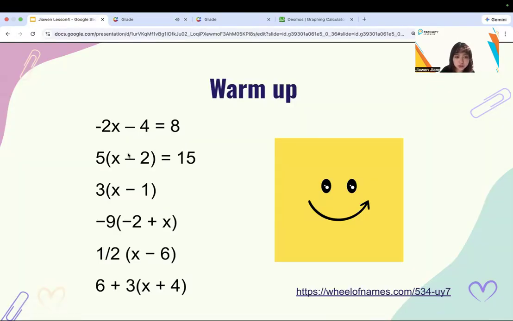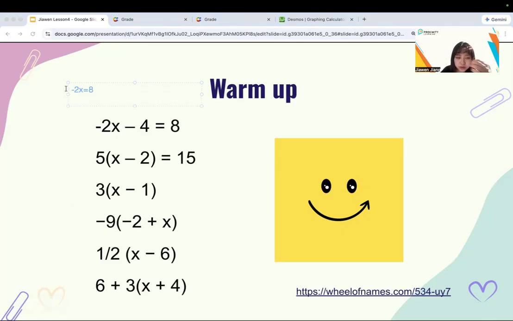So let's quickly go over that. The first one: minus 2 times x minus 4 equals 8. What should we undo first? We add 4 to isolate the variable, right? So we got minus 2 times x equals 8, and then we divide by minus 2.